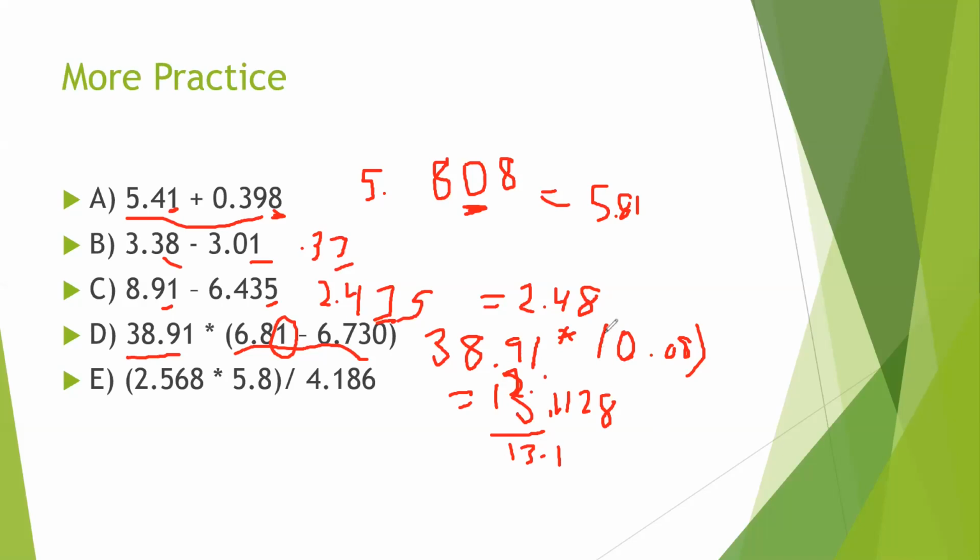This is a parentheses, not 10. I'm sorry if my handwriting's kind of bad. It's 0.08, not 10.08. Oh wait, sorry, my bad. It's 3.11. So it's 3.11, not 13.11. I made a typo in my calculator. Okay, let's do E.